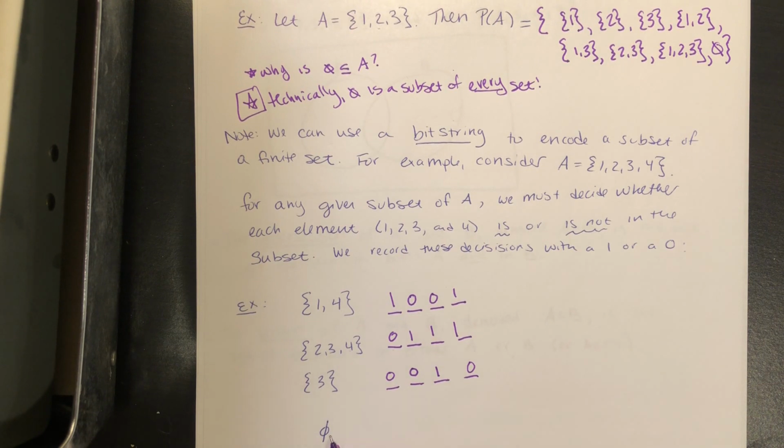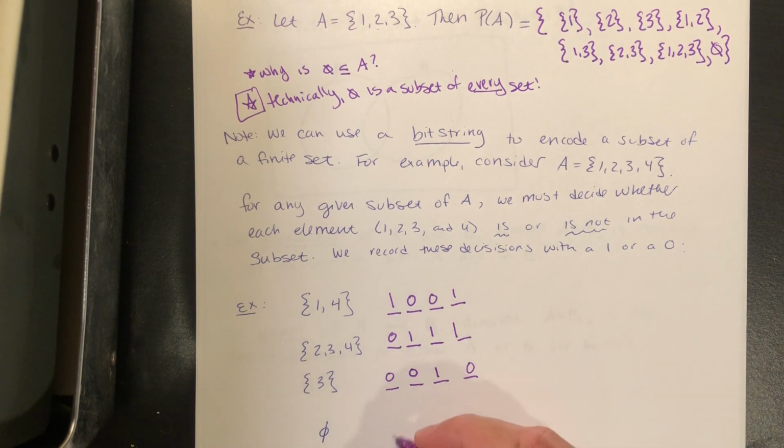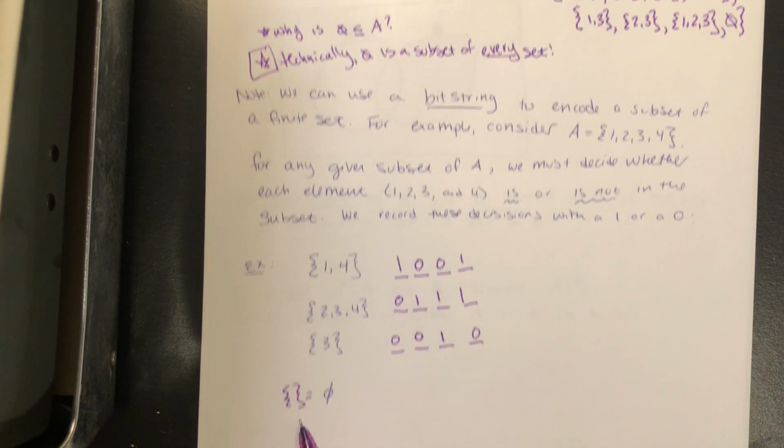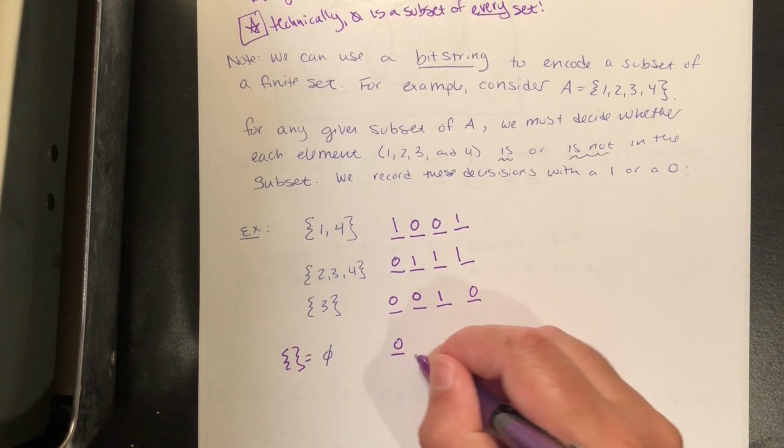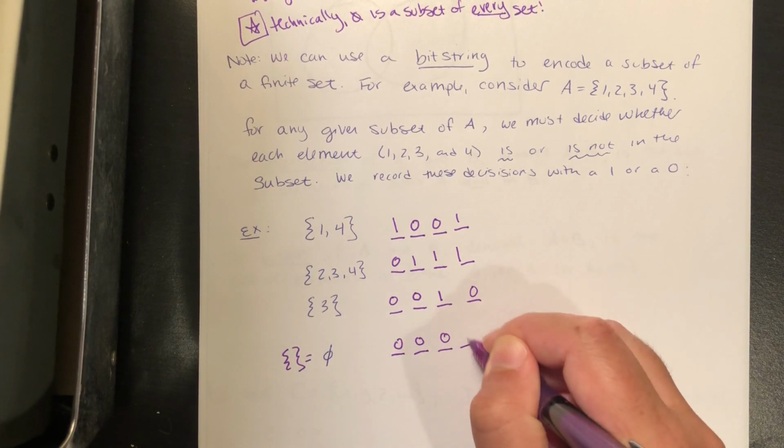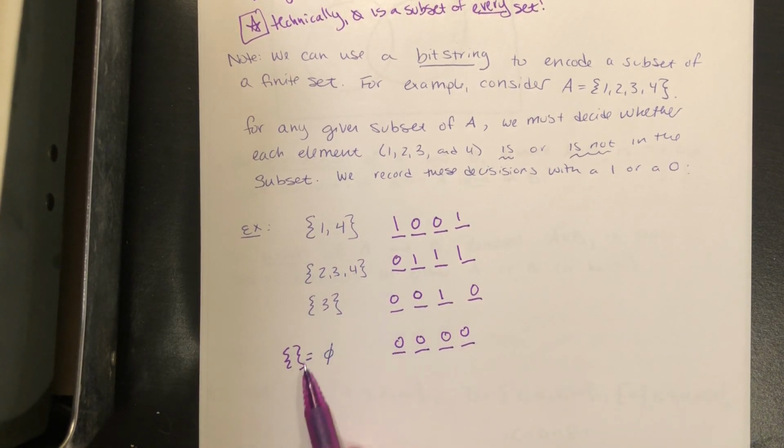And finally, the empty set. What is this going to correspond to? Well, remember, the empty set can be thought of as a set with no elements. So is 1 in this set? No. Is 2? No. 3 is not, and 4 is not. Nothing's in here. So this would correspond to the binary string 0, 0, 0, 0.